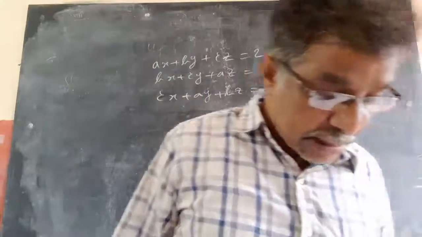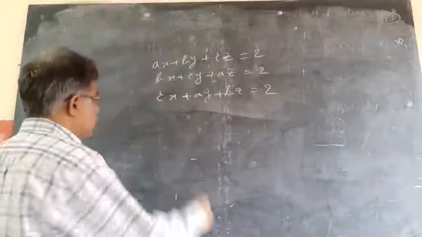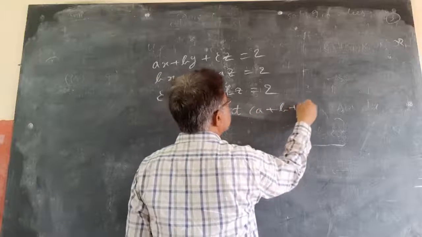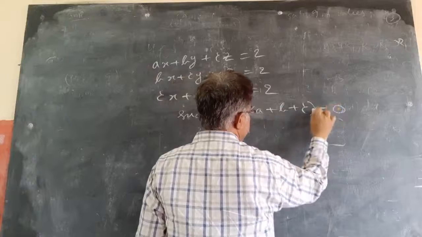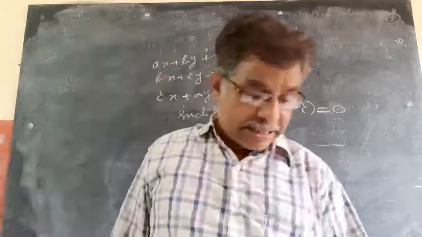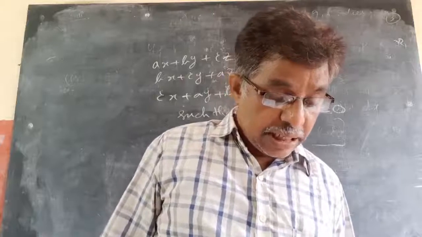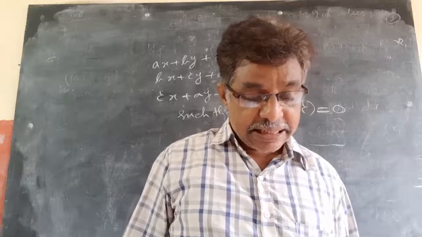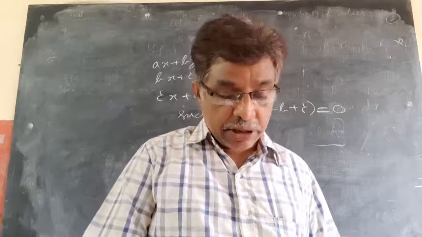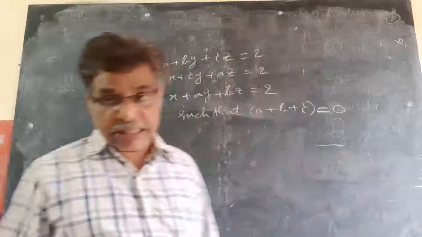Consider the system of equations where a, b, c are real numbers such that a plus b plus c equal to 0, and these are the three systems of linear equations. Then the equations have: consistent with a unique solution, infinitely many solutions, or inconsistent with no solution. Four options are given. Which is the correct option is what is being asked.